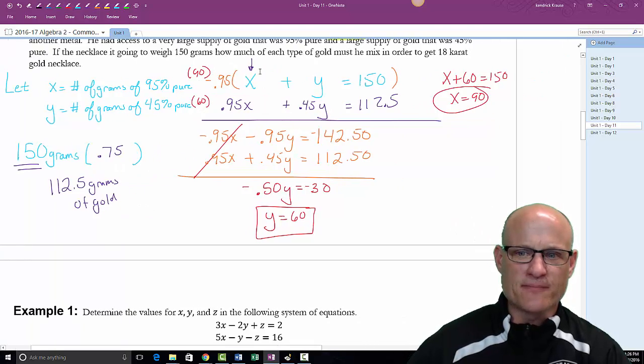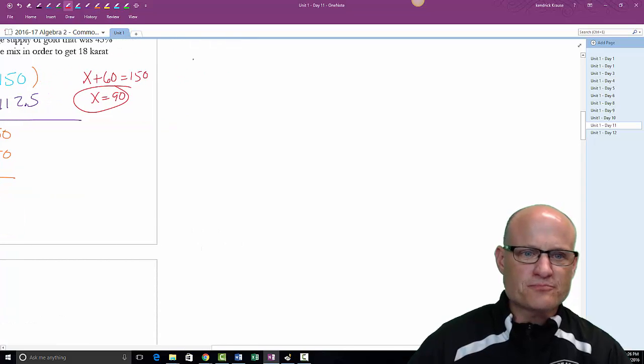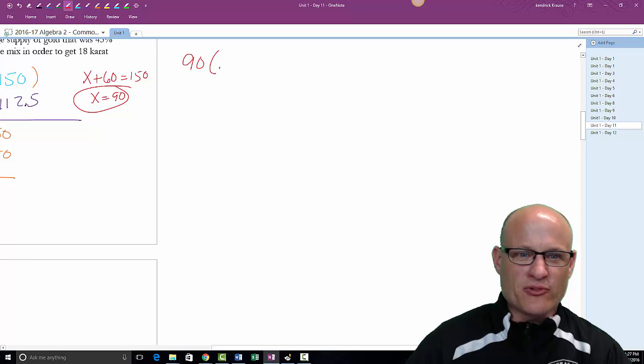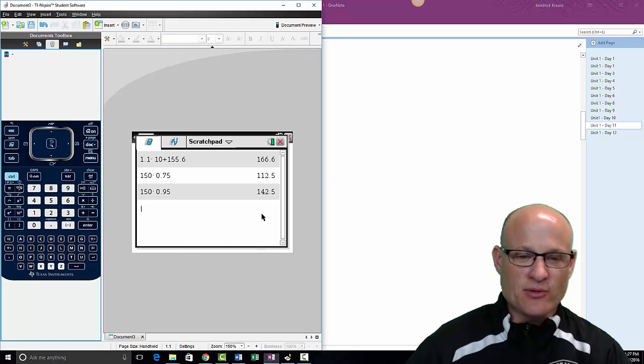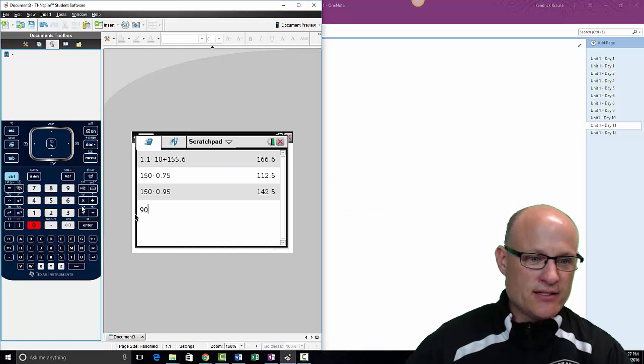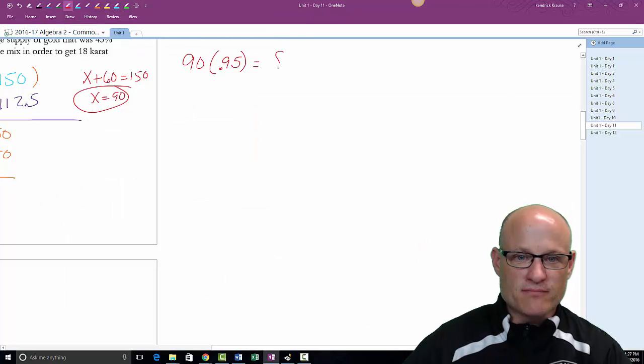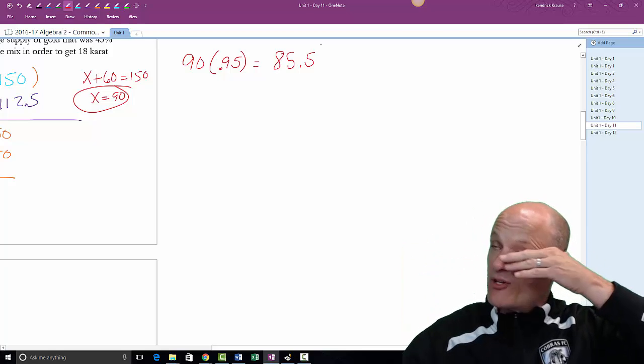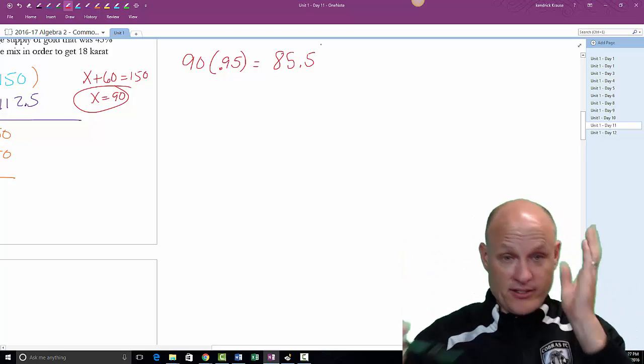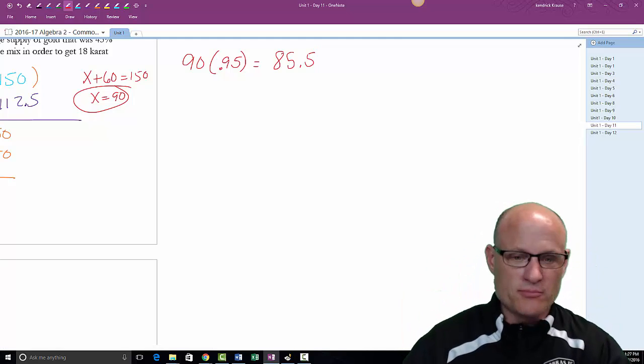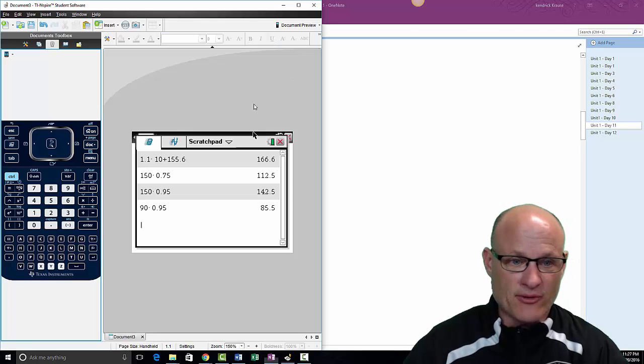Let's see if that makes sense. I'm going to do this over here. So if I take 90 grams of 95% pure, so 90 times 0.95, I get 85.5. So that's 85.5 grams of gold, because 95% of it is gold. A lot of gold, but it's only 85.5 grams. The other 4.5 grams is something else.